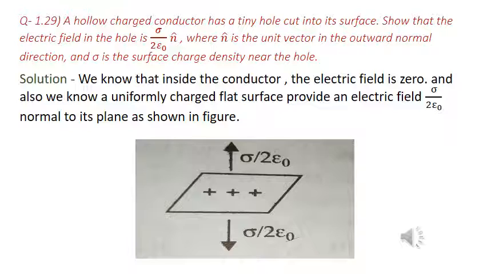For the solution, we know that inside the conductor the electric field is 0, and also a uniformly charged flat surface provides an electric field of sigma by 2 epsilon naught normal to its plane, and we can say that the direction should be n cap. The situation is shown in the figure, and we have also derived the formula of electric field intensity near a plane charge sheet, which we found to be sigma by 2 epsilon naught.